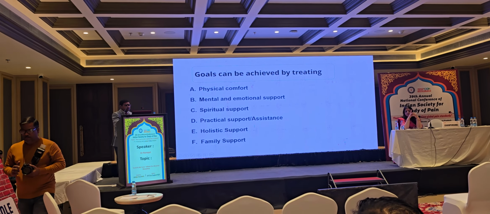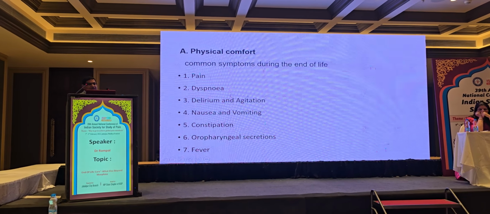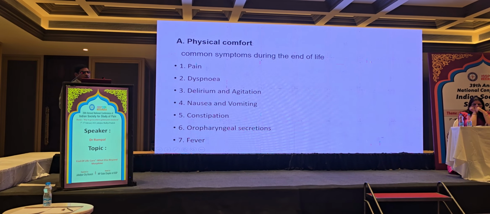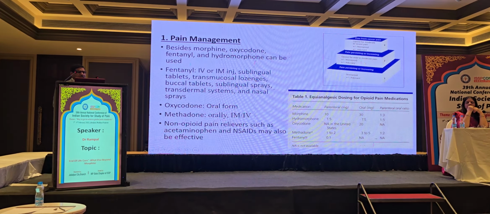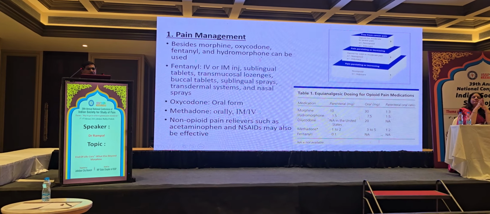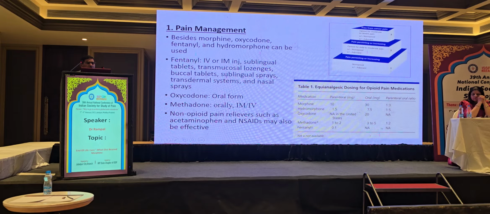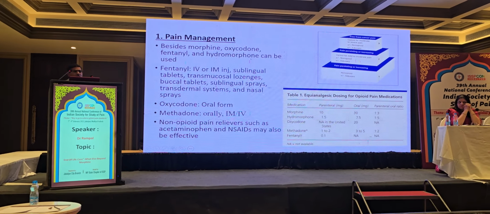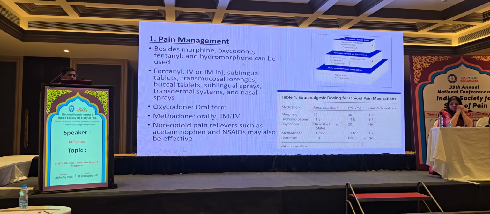So the goals can be achieved by controlling symptoms, of which pain is most important. Number two is dyspnea, delirium, nausea and vomiting, constipation, oropharyngeal secretions, and fever. So pain is the prominent symptom. To treat the pain, we usually use opioids. Among opioids, the most important is morphine, but oxycodone, fentanyl, and hydromorphone are also used.